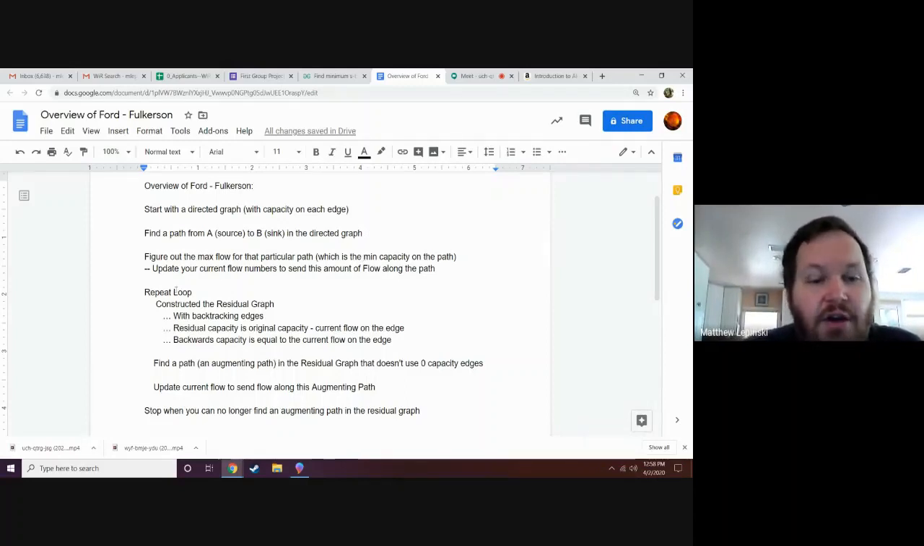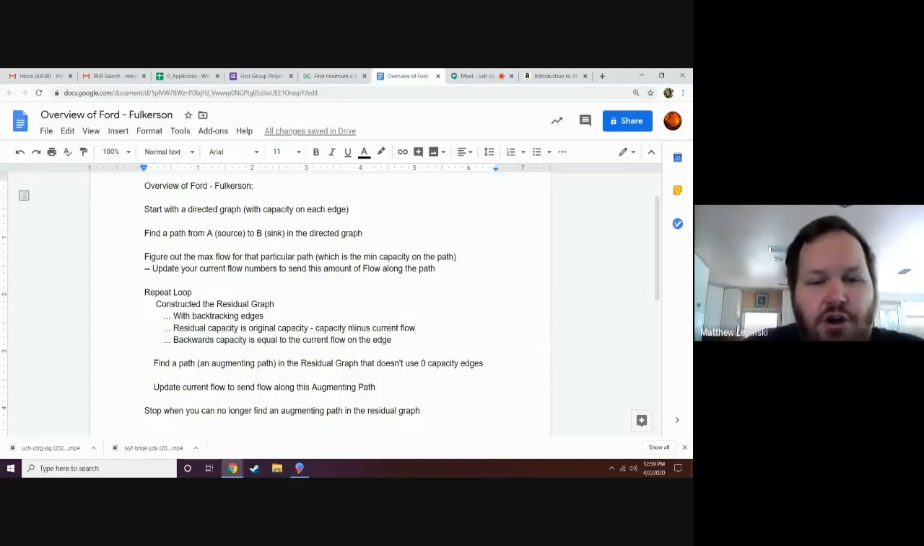And then we repeat this loop where we construct the residual graph and we add backtracking edges wherever we have flow. We have a backwards capacity on these new backtracking edges that is equal to whatever the forward flow is. And then similarly, we have residual numbers on the forward edges. So the forward edges get, this is not the current flow on the edge, this is the capacity minus current flow, right? Your residual capacity is your capacity minus the current flow. And in the backwards direction, the backwards capacity is the current flow.